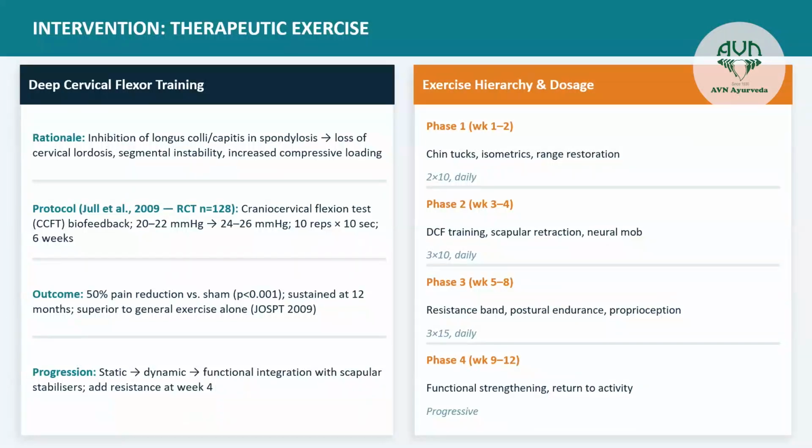So later we'll be moving on to the functional strengthening exercises and return to activity exercises. Depending on the demand of the patient, say, for example, if the patient is from an athletic population, we'll have to correlate those kinds of exercises, and we will be giving exercises on that intensity aspect.